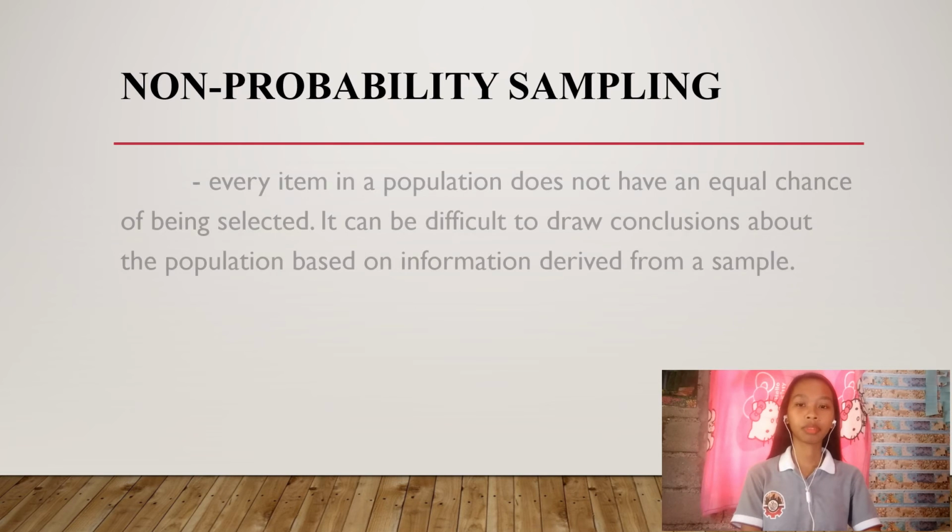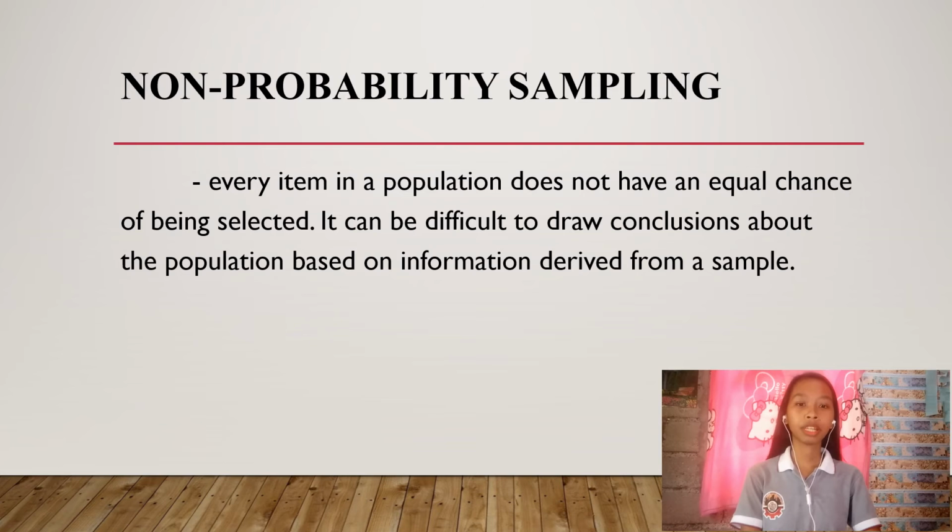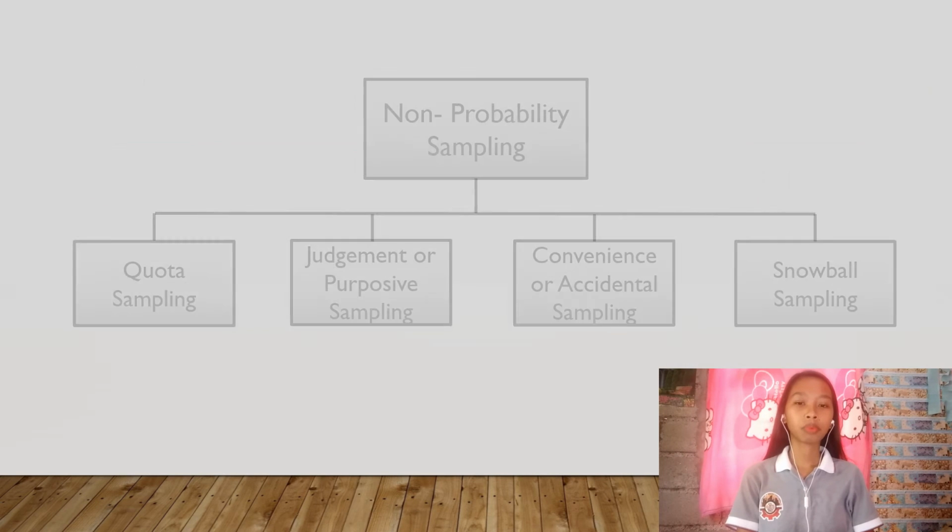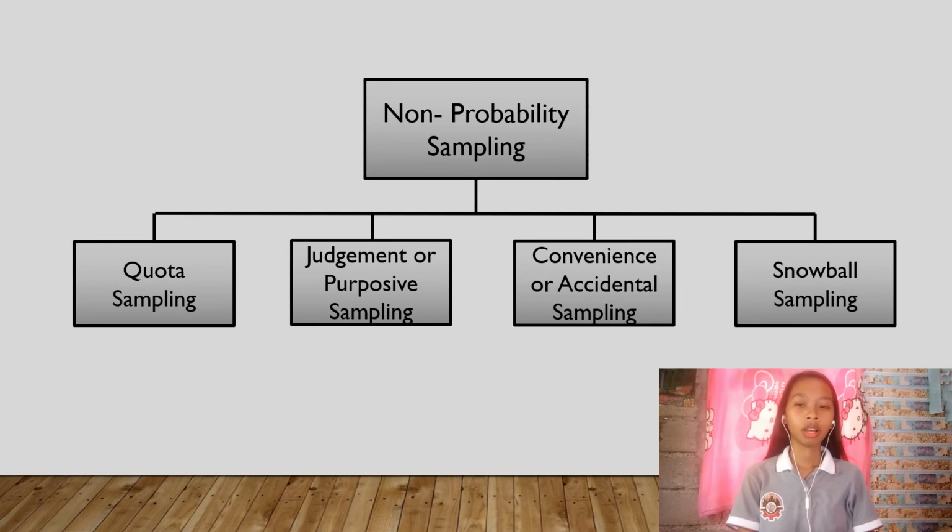Non-probability sampling. Every item in a population does not have an equal chance of being selected. It can be difficult to draw conclusions about the population based on information derived from such a sample. Types of non-probability sampling: quota sampling, judgment or purposive sampling, convenience or accidental sampling, and snowball sampling.